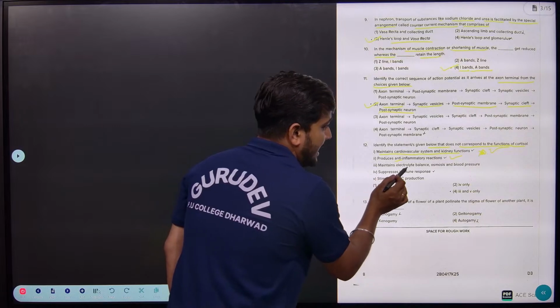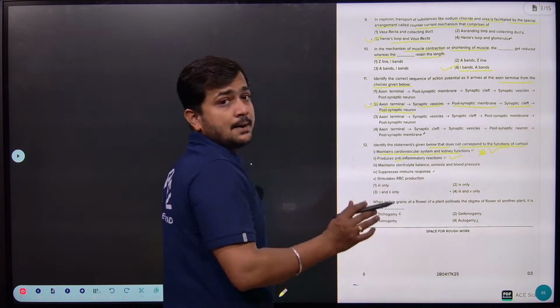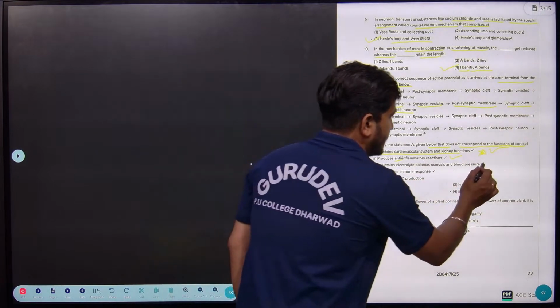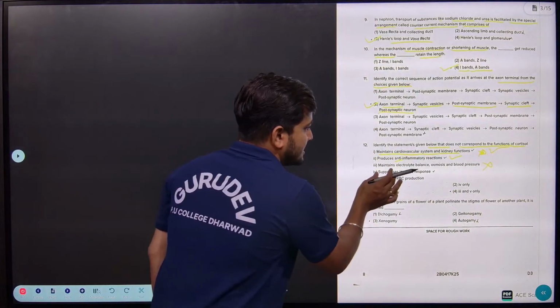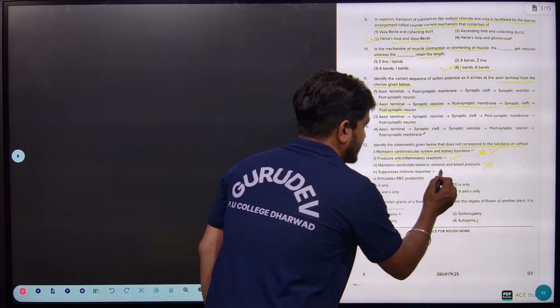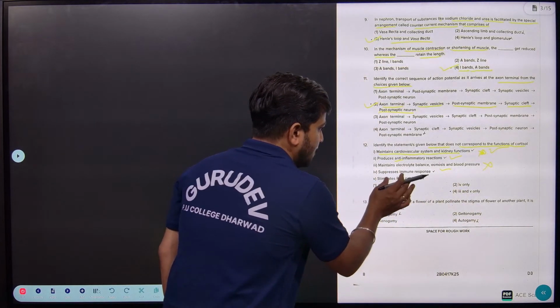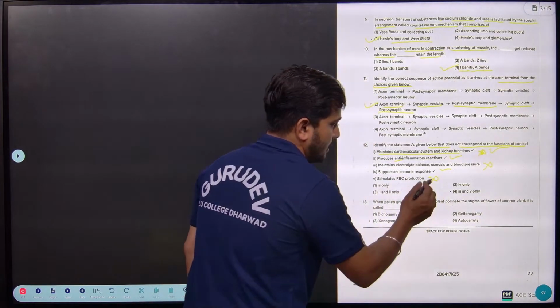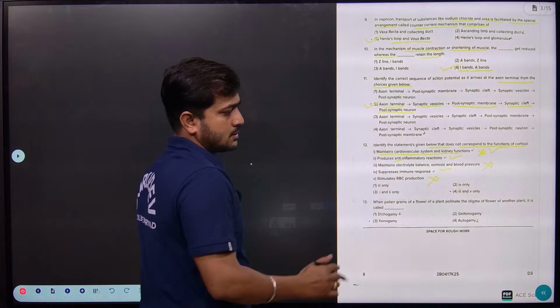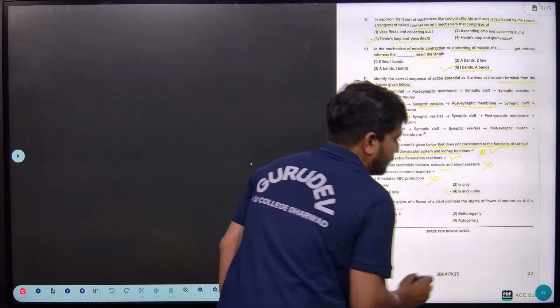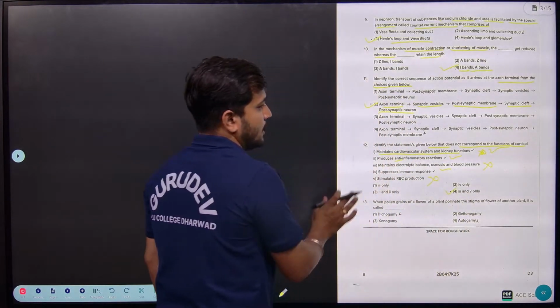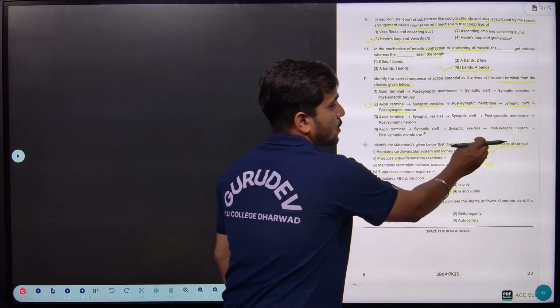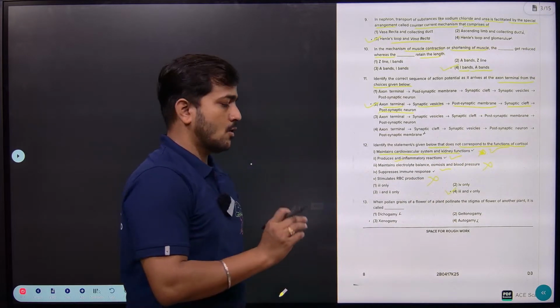Then maintains electrolyte balance, osmosis and blood pressure. So here, which one is wrong? Then suppresses the immune response, yes, this is correct. Then stimulates RBC production, right? So this is wrong here. So with respect to this particular question, the answer is option 4, that is 3 and 5, which are wrong, as they do not correspond to the functions of cortisol.